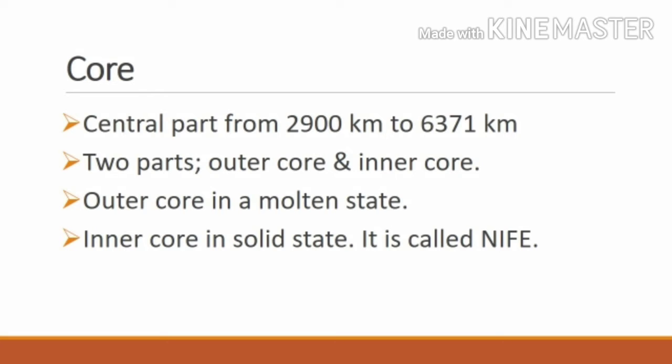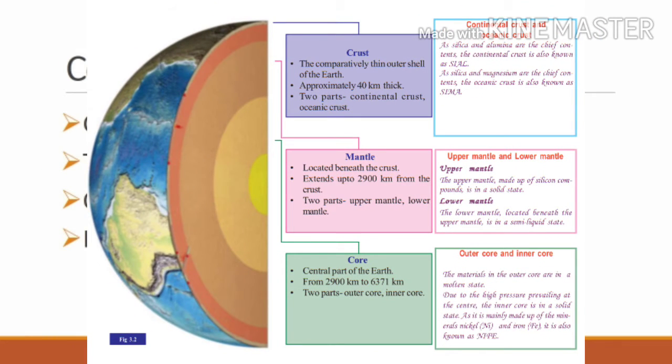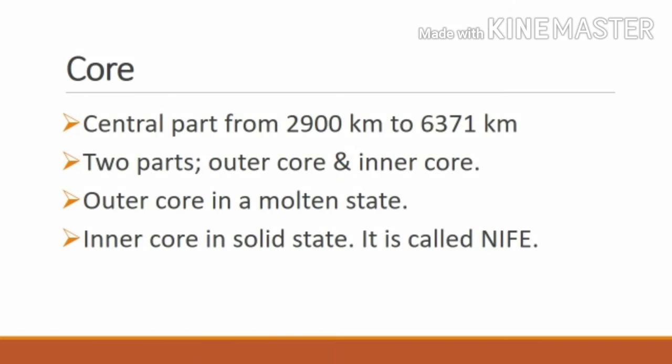Now let's check the central part of the Earth's layers, which is called core. It extends from 2900 km to 6371 km. There are two parts, outer core and inner core. Outer core is in a molten state and the inner core is in a solid state. The inner core is also known as Nife. Nife means it contains nickel and ferrous.